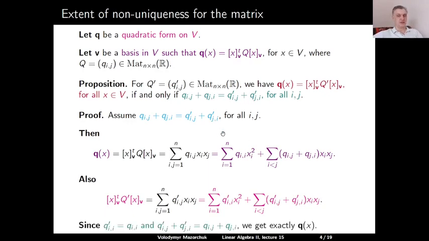And by our assumption, the coefficient here, q_ij plus q_ji, is equal to the coefficient here, q_ij prime plus q_ji prime. And also, by the same assumption for i equal to j, q_ii is equal to q_ii prime. So this sum, the magenta sum here, is equal to the violet sum here. In other words, the expression with Q prime also determines the value of Q at the vector x. So this proves our proposition in one direction.